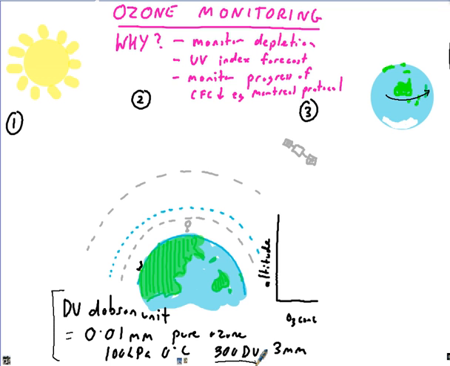care of. But in terms of the three ways of monitoring ozone, the first one is something called a Dobson spectrophotometer.